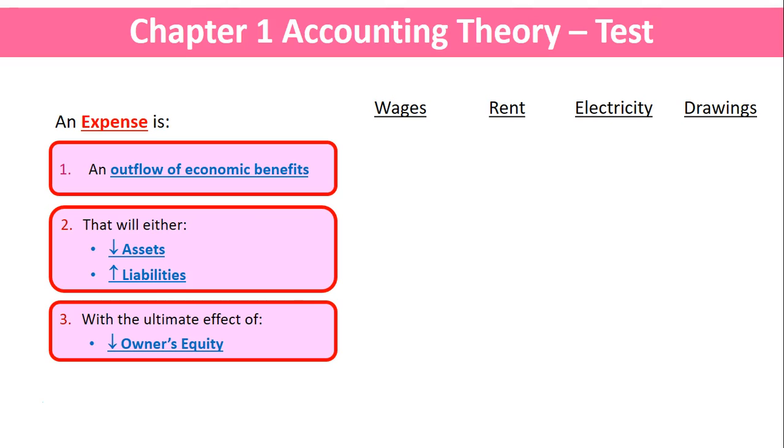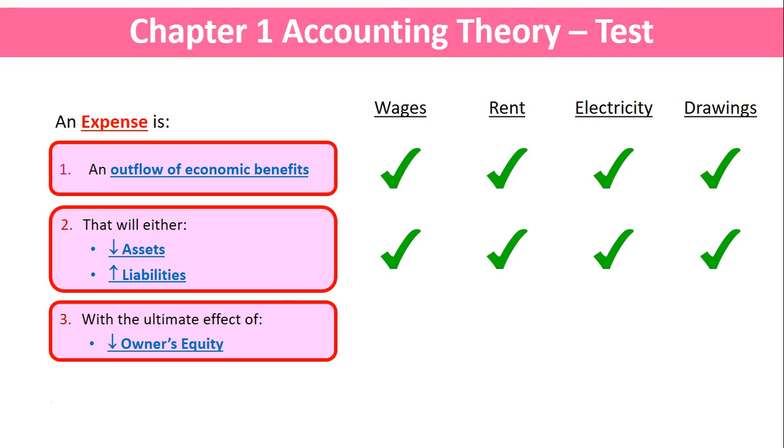Are all of those or any of those items an outflow of economic benefits? That is true, they all are. They all result in money at some point leaving the business to pay another party. Therefore, criteria 1 is true. Now, if we pay money to another party, the business's cash asset will go down. So therefore, criteria 2 is true. What they'll also do is all 4 of those options will also decrease owner's equity.